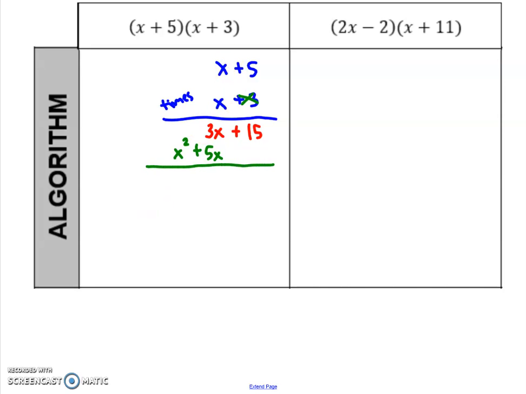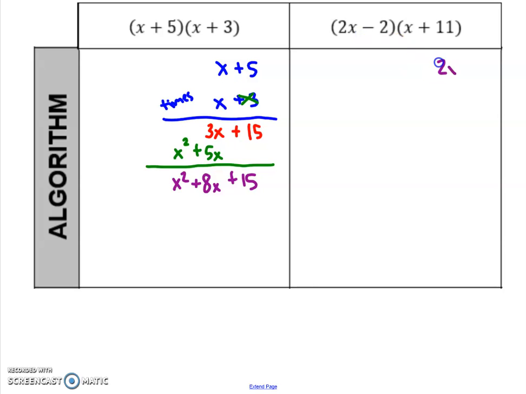Okay, once I'm here, then it's just add everything up. So x squared, I have just 1x squared. Here, I have 3x plus 5x is going to give me 8x. And then here I just have plus 15. There's my product when I multiply those polynomials. Okay, let's do it again.